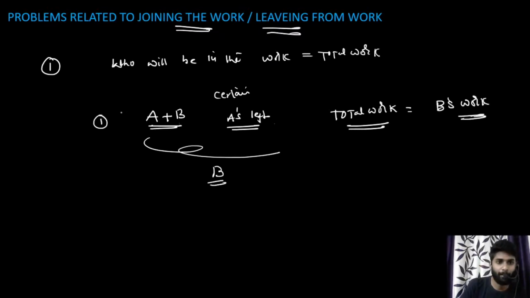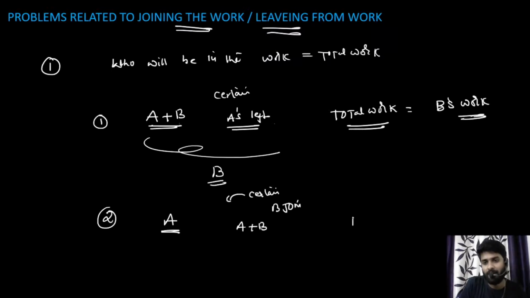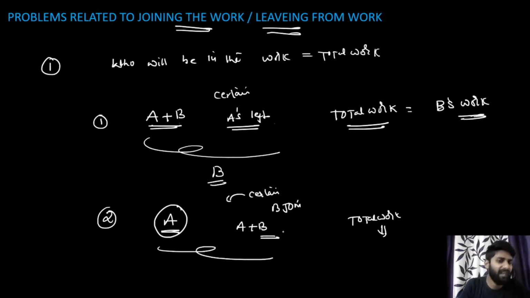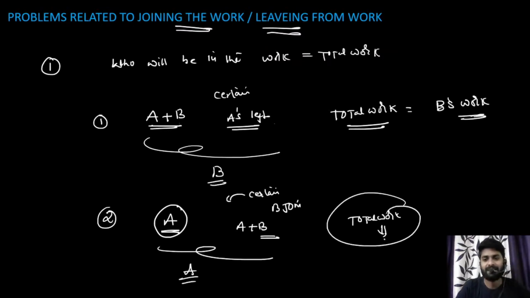Let me explain the second point. A starts the work initially. After certain days, B joins. Now A and B are working together. Now the total work is equal to whose work? That is my question, guys. A initially started, and after certain time B joined. If you analyze the entire question, A was continuously working, so the total work is exactly equal to A's work.